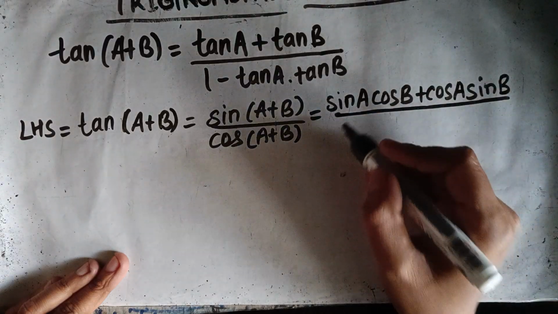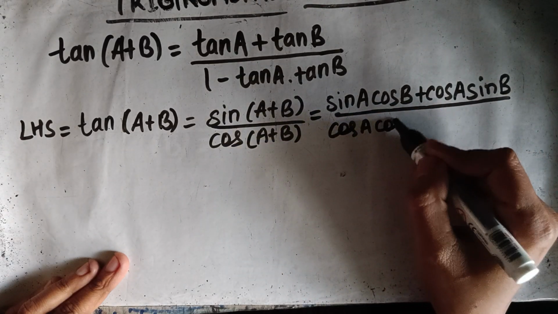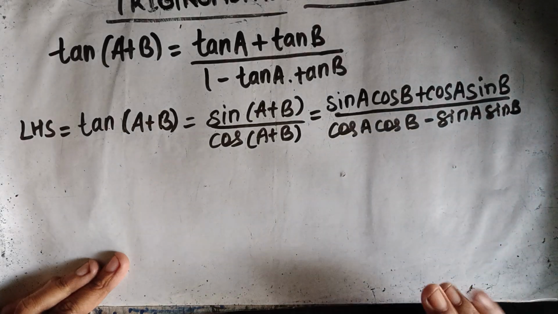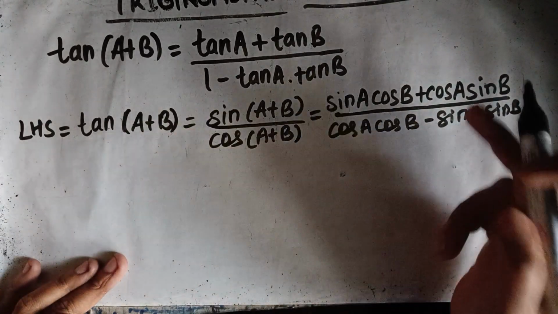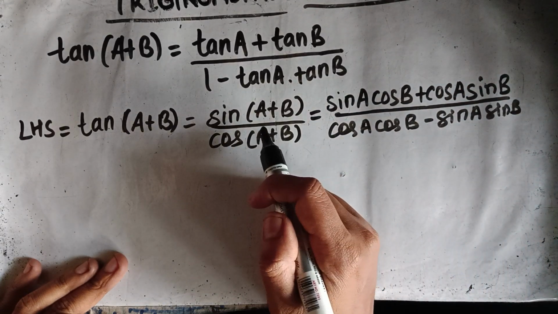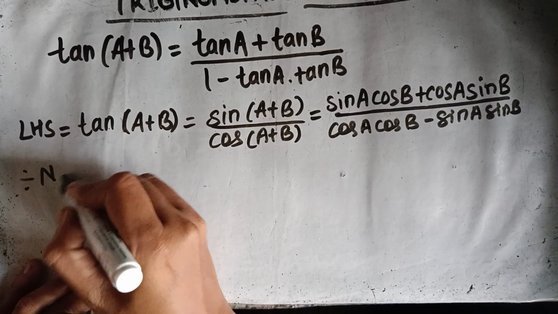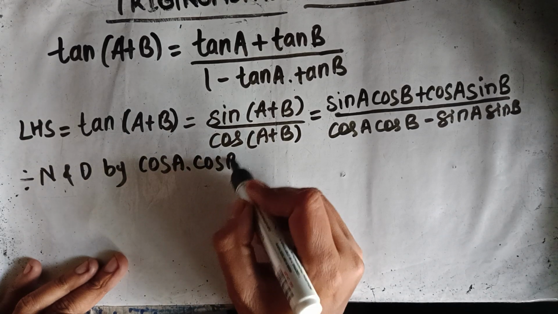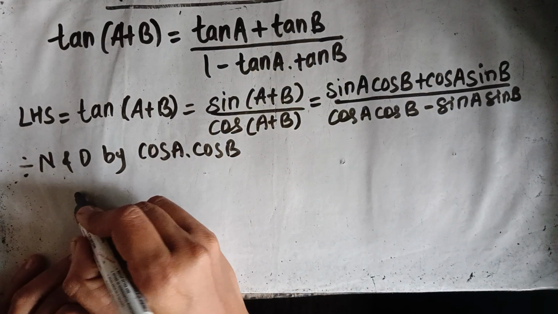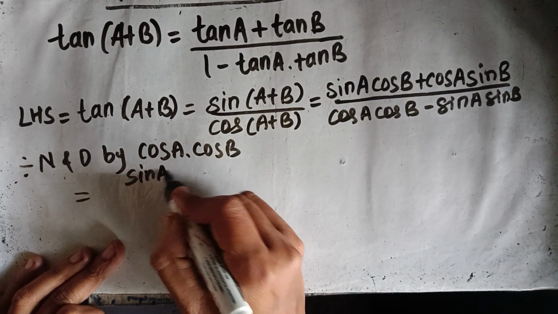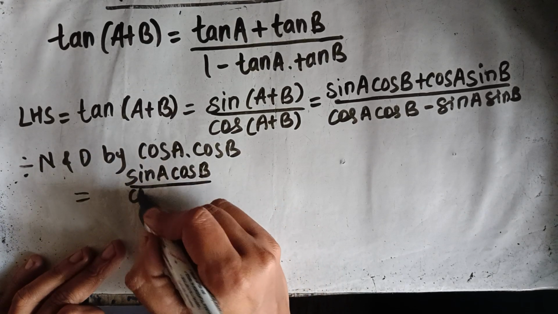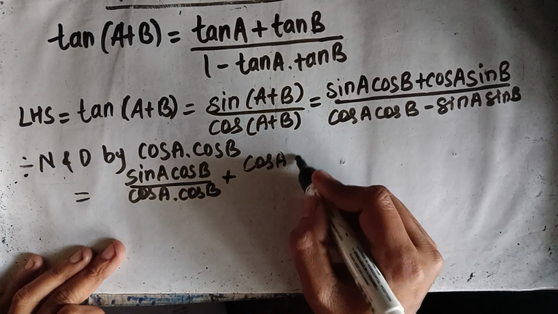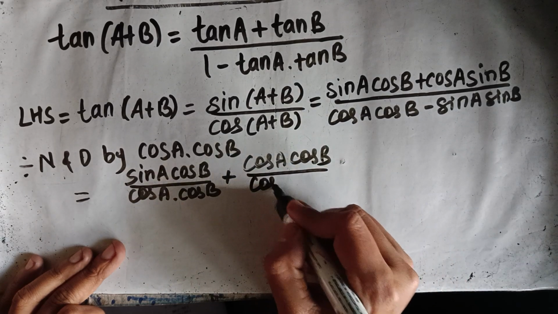And the denominator is cos A cos B − sin A sin B. Now we have to divide numerator and denominator by cos A cos B. Dividing numerator and denominator by cos A cos B, this term will be what? sin A cos B upon cos A cos B. We can distribute that, right? cos A sin B upon cos A cos B.